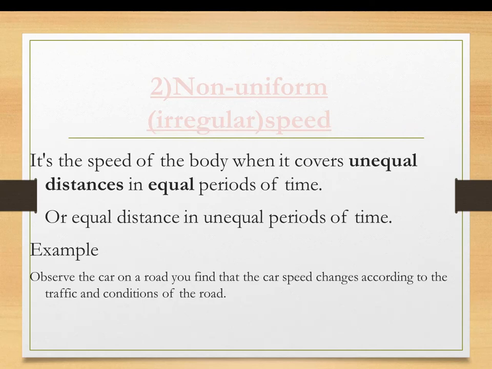Imagine a car cannot move at uniform speed. Why? Due to the traffic and conditions of the road. So here we have a give-reason: cars can't move at uniform speed due to the traffic and the condition of the road, so the car will move at non-uniform speed. If it moves 20 meters in 2 seconds, then 20 meters in 10 seconds, and so on, it will not be equal, it will be non-uniform.